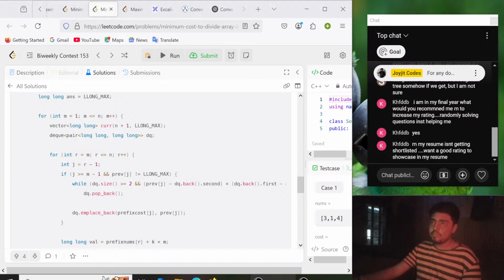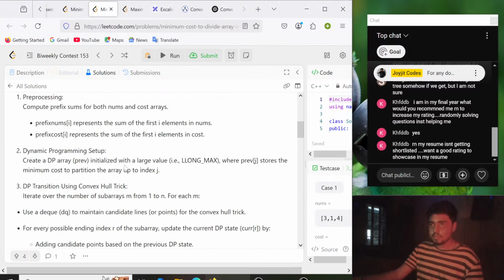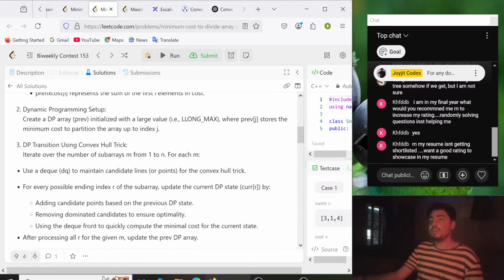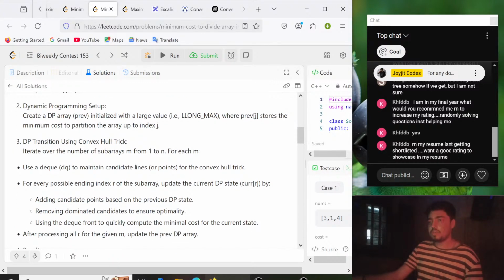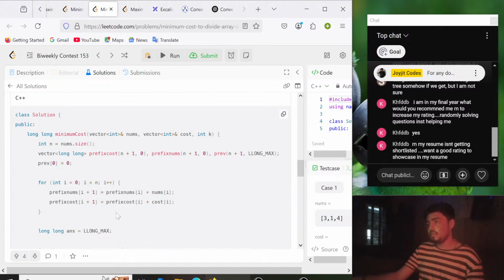So what I'm doing is I'm going from 1 to n, and I'm finding for r from m to r less than or equal to n, okay? For the next element, we are having a partition, right? DP transition, to maintain the candidate lines or points for the convex hull fit. For every possible ending index r of the subarray, update the current DP state of r by adding candidate points based on the previous DP state, removing dominated candidates to ensure optimality, using a deque to quickly compute the minimal cost for the current state. Okay, the answer will be stored in previous n. So previous n is basically nothing but the DP.